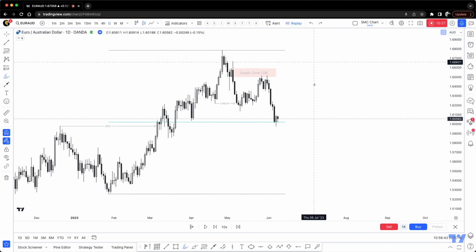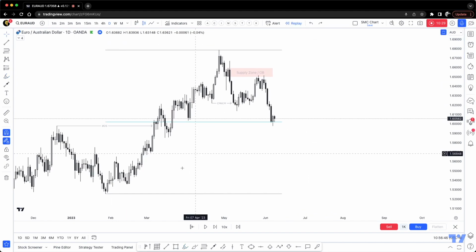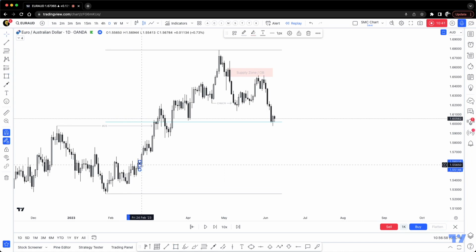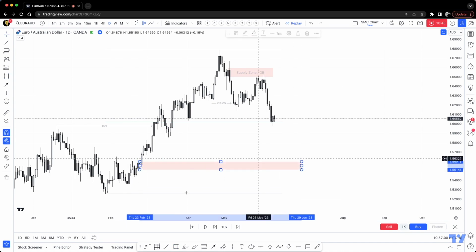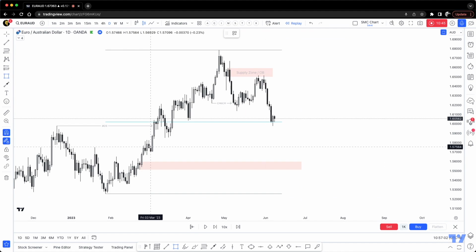Now, what do we do at this point? Okay, I'm going to mark up the zones that I have, because there are a couple. Sometimes we're going to find maybe one strong demand zone, or sometimes you're going to find a couple more, maybe two, sometimes even more. Right here, I have this potential one. I'm going to be looking for the zones that I think have pretty good chances.